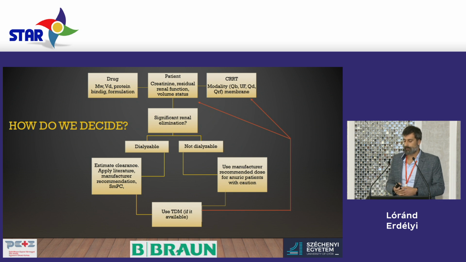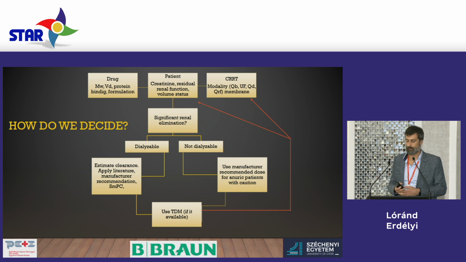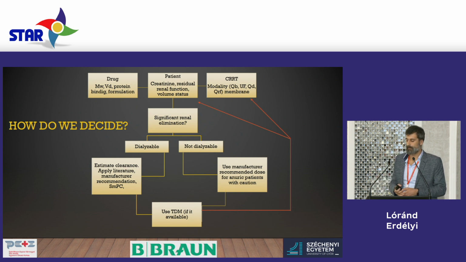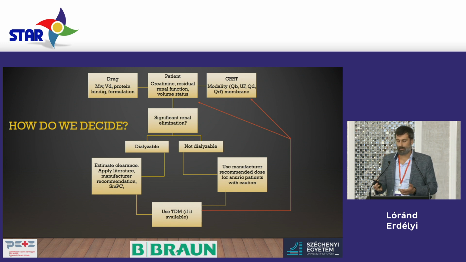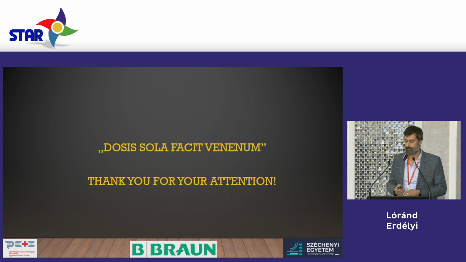The next step is to check whether the drug is excreted by the kidneys and whether it can be dialyzed. If dialyzable, estimate clearance using available literature, manufacturer's recommendations, and the summary of product characteristics. If not dialyzable, use the dose recommended for anuria. Finally, if possible, monitor the drug level, then conduct ongoing reviews until the therapy is stopped.